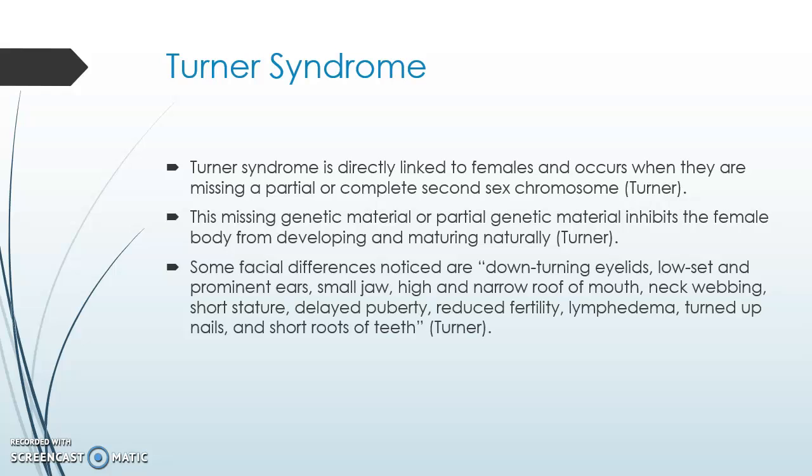Some facial differences noticed are downturning eyelids, low set and prominent ears, small jaw, a high and narrow roof of mouth, neck webbing, a short stature, delayed puberty, reduced fertility, lymphedema, turned up nails, and short roots of the teeth.